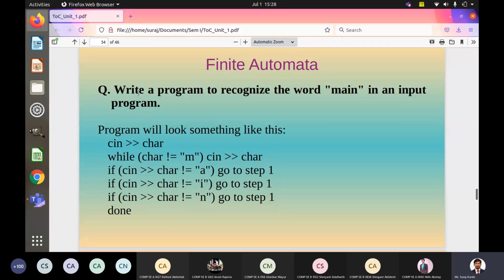Now cin and read it in the cap. Until you find M, you have to repeat it. Then whenever you find M as an input, check whether the next input is A or not. If cin cap, that is the next alphabet, is not equal to A, that means the second input after M is not A, then again go to step 1. Now what is step 1? Cin cap, the first one.